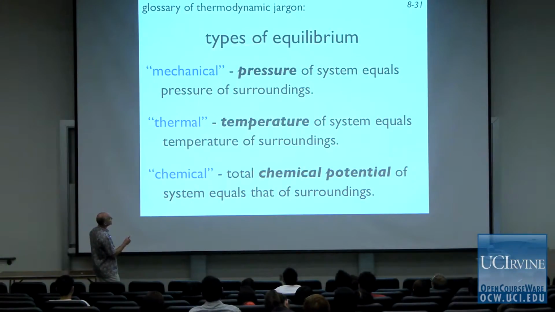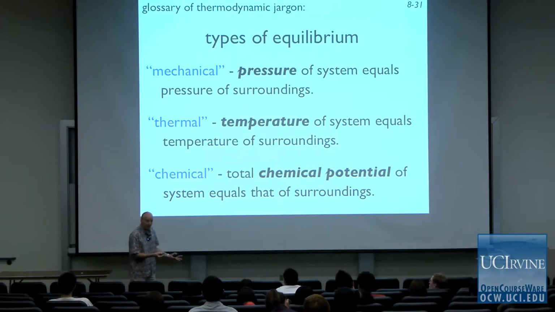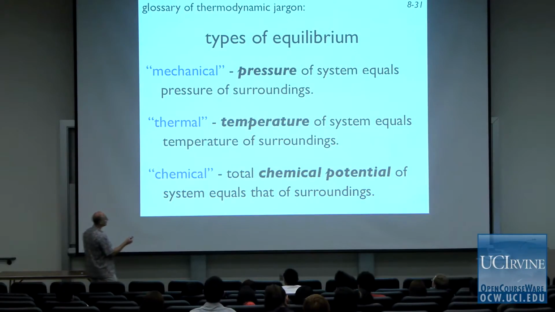Now, there's also different types of equilibrium. Just to make matters worse, there's mechanical equilibrium. In other words, the pressure of the system equals the pressure of the surroundings when we're in mechanical equilibrium. When the system is in mechanical equilibrium, the pressure is the same inside the system and in the surroundings.